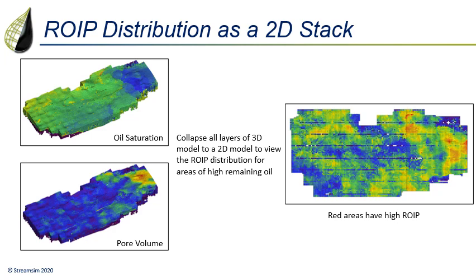Thus, for the model in the previous slide, multiplying the remaining oil saturation in the top left image by the pore volume in the bottom left image, and then collapsing all the layers into a 2D stacked model and viewing from the top, as in the figure on the right, we can show where the remaining oil is regionally located in this field. Red areas have high remaining oil, while blue areas have low remaining oil.